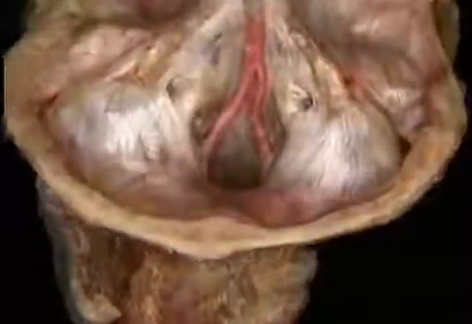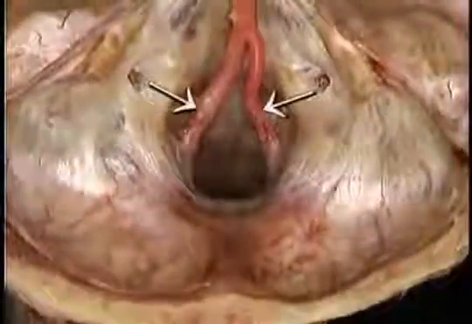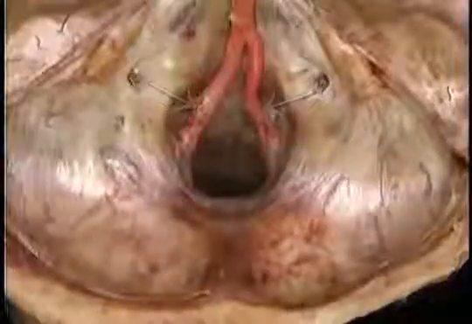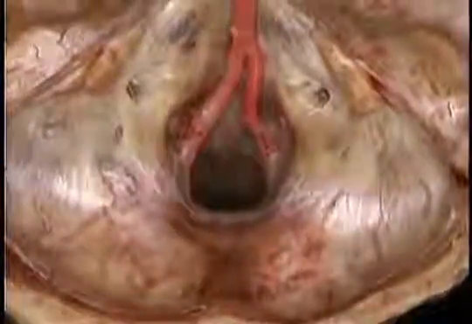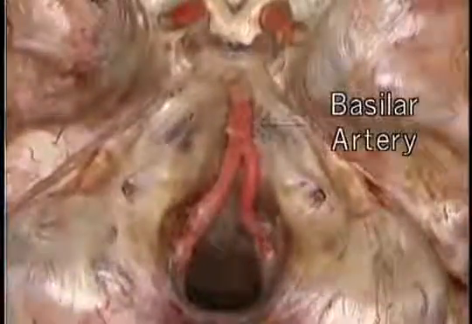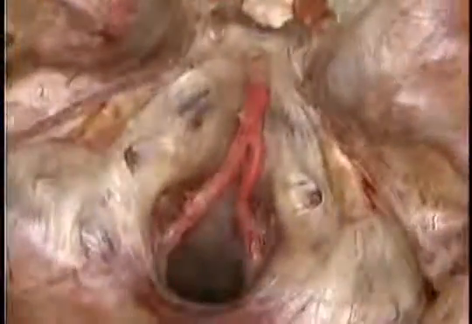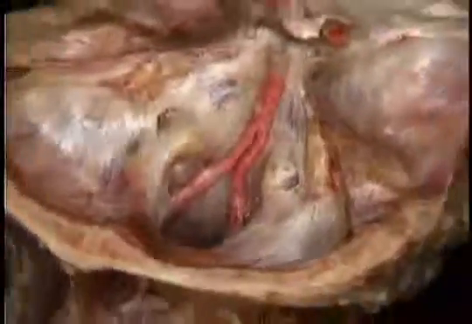To follow the vertebral artery, we'll divide the cranium along this line and remove the brain. Here are the two vertebral arteries passing through the dura. The vertebral arteries join together, forming this large artery, the basilar artery, which runs upwards and forwards above and behind the basilar part of the occipital bone.